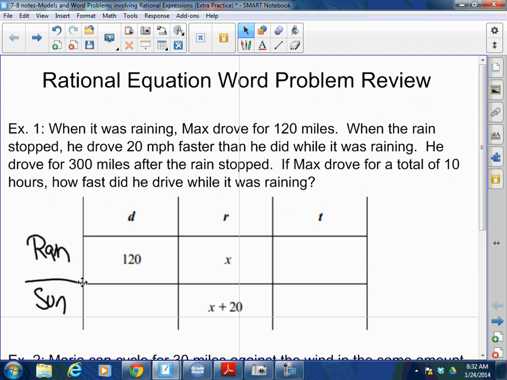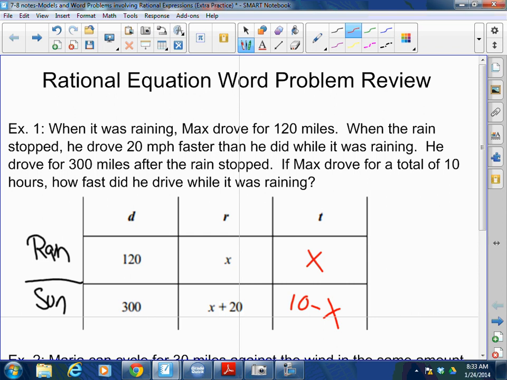He drove for another 300 miles after the rain stopped, so in the sun, he drove for 300 miles. And now, what is the time? He drove for a total of 10 hours. Again, the temptation, because when we've done these problems before without rational, they would give us the distance and the rate. Then what I trained you to do was, the time was 10 hours, so he drove x hours in the rain, and 10 minus x hours in the sun. You remember that, right?